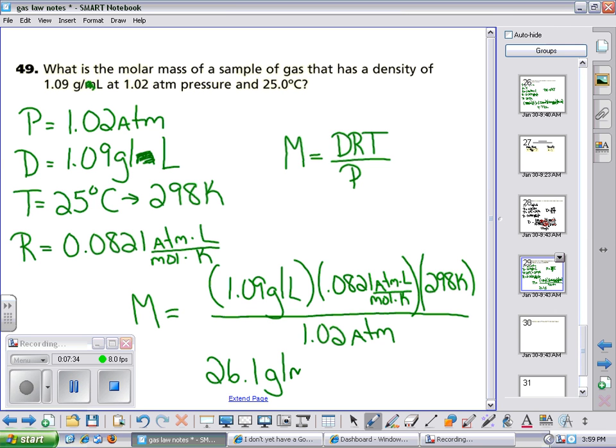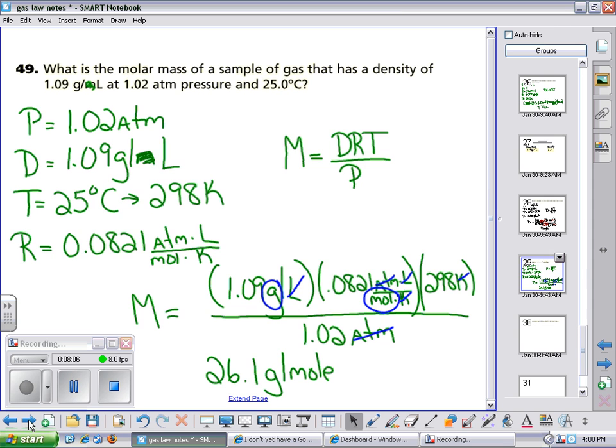grams per mole. So again, let's look at these units. The pressure units are going to cancel. The temperature is going to cancel. The volume is going to cancel. So the only units that you have left are your moles and your grams, and those together are going to create your grams per mole for your molar mass.